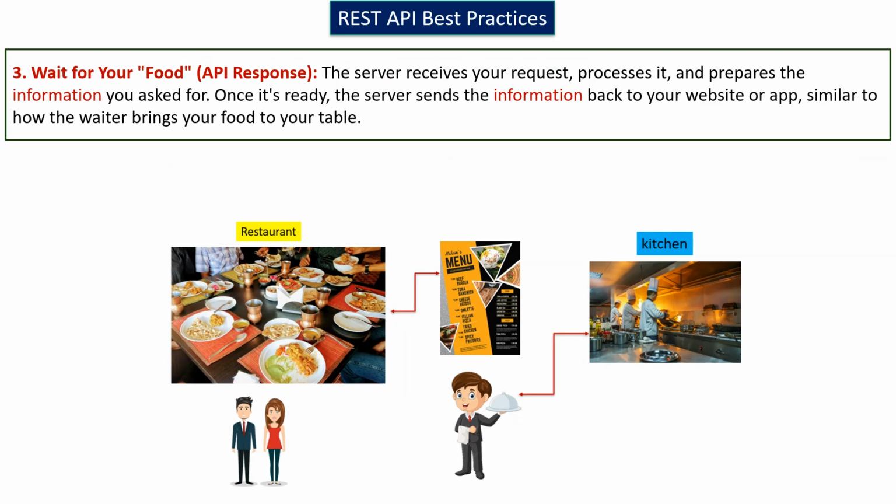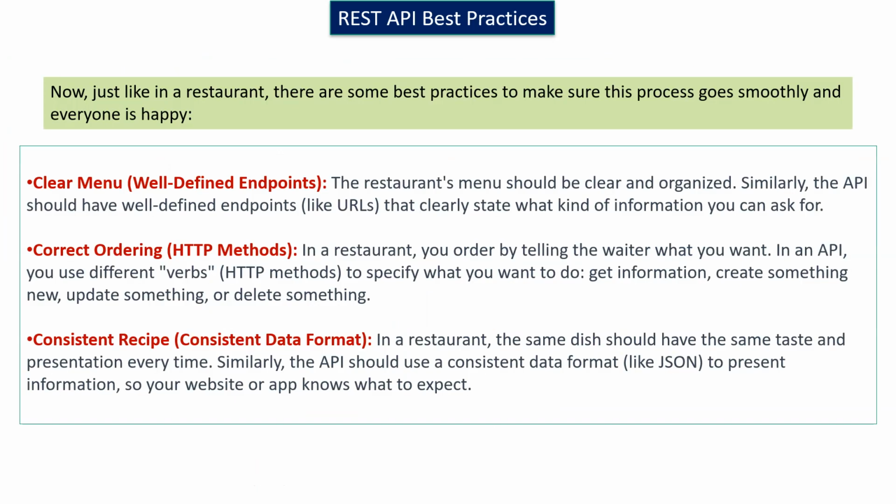Wait for your food, which is equivalent to API response in computer world. The server receives your request, processes the request, and prepares the information you asked for. Once it is ready, the server sends the information back to your website or app, which is similar to how the waiter brings your food to your table. Now, just like a restaurant, there are some best practices to make sure this process goes smoothly and everyone is happy.